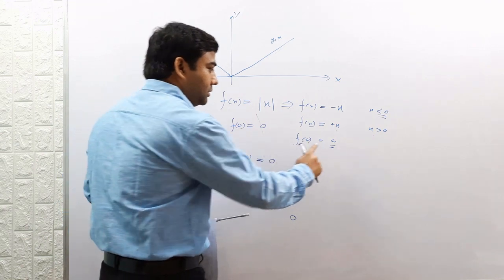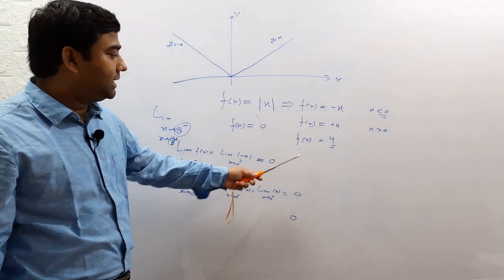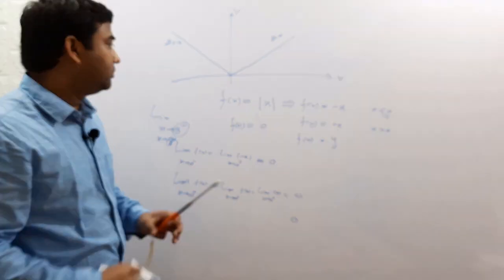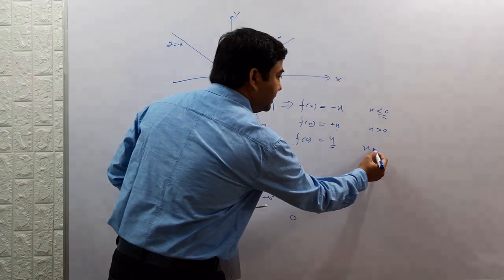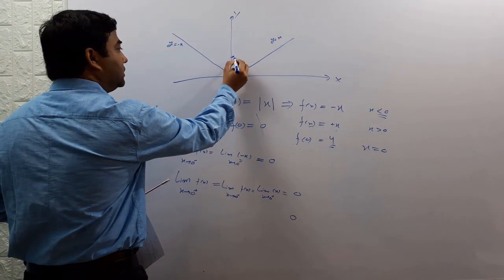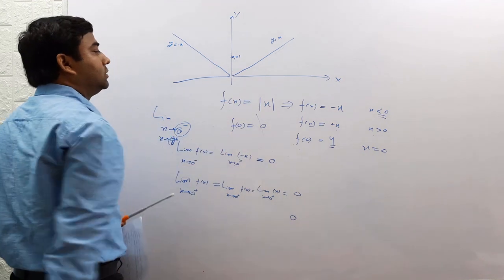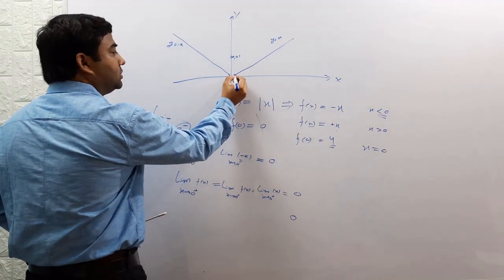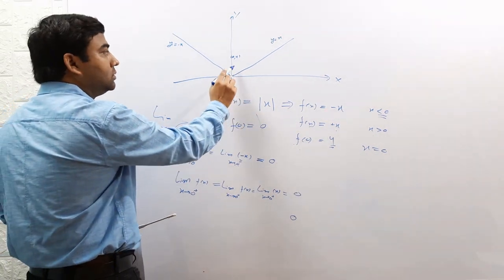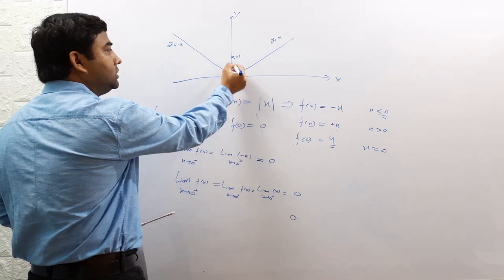Suppose it is defined like this. In that case, the left hand limit and right hand limit are both 0. But when x attains the value 0, the value of f(x) is 4. So this point will lie on the function. This point will not lie on the function. This will approach 0, this will approach 0, but for the exact value of 0, the value of the function is 4. So this point suddenly jumps from the origin to here.